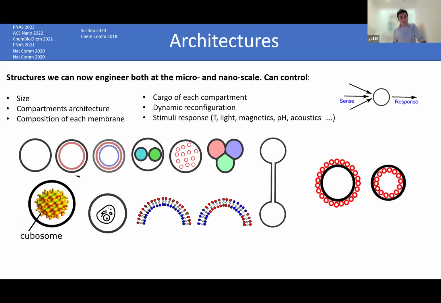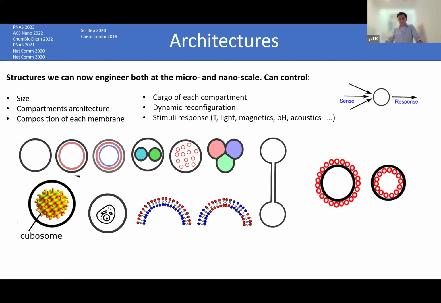So what does that mean? We can control the size. We can produce very monodispersed vesicles of a very defined size, all the way from the micron regime to the nano regime. We can control the lipid composition. If you look here, a blue membrane, a red membrane, a black membrane, these are membranes of different lipid composition. We can control the lipid composition of each membrane in the system, as well as the cargo in each compartment, like a blue cargo and a green cargo, different molecules, different components, and so on. So we can now do that.